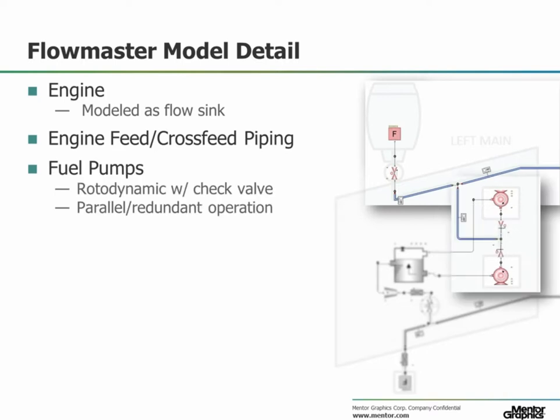Two redundant mechanical transfer pumps submerged in the tanks are modeled with the rotodynamic pump component. A check valve is added to prevent reverse flow. The tank is modeled here using a 3-armed tank component that allows for 2 outlets and 1 inlet, but the 3 connections will act independently as inputs or outputs based on the flow conditions in the model.